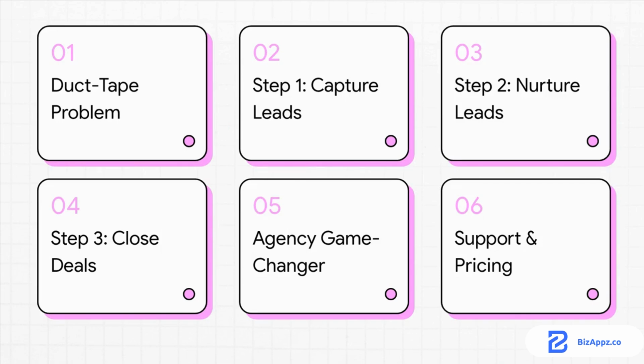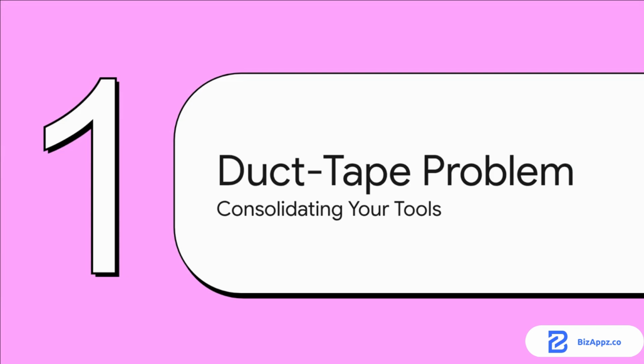So here's our roadmap for this explainer. We're going to start with that core duct tape problem. Then we'll walk through their three-step process: capture, nurture, and close. After that, we'll get into what they call their game-changing feature for agencies, and we'll wrap it all up with the details on support and pricing.